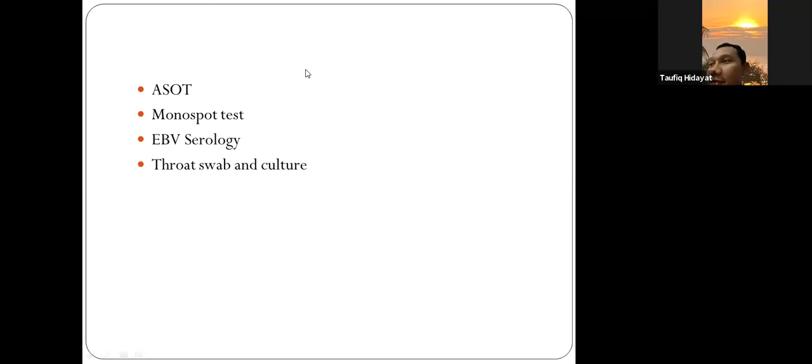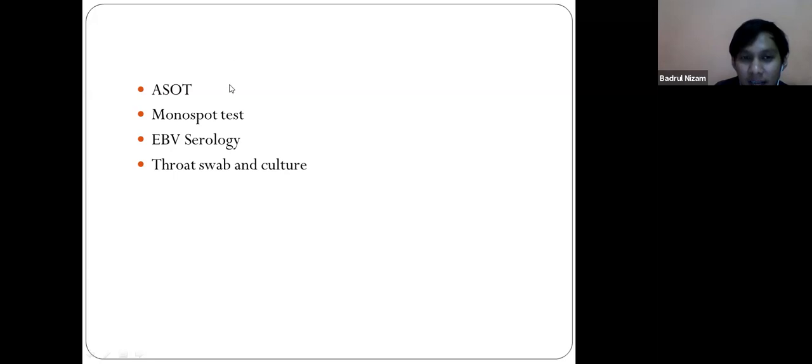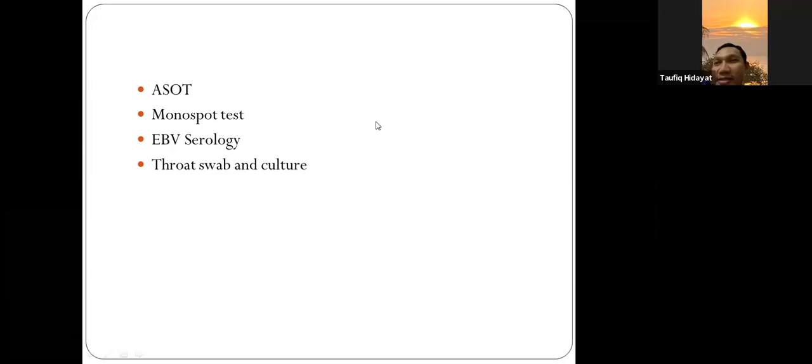Antibiotic was not given? For the antibiotic, yes. On the first day, the patient was given IV augmentin, but suddenly the rash got worse. Okay. Then stop the antibiotic.